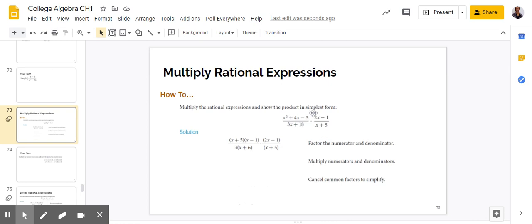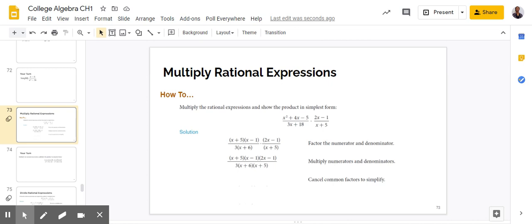We'll try to do the same thing. So here, 2x minus 1, we can't factor that any further, so we leave that be. Same thing with x plus 5. This is as simple as it will get, so we leave that be. So now that we've factored everything, we can go ahead and multiply the numerators and denominators together. All we really need to do is combine the two. We get rid of the dot, put the two right next to each other, and voila, we're done. We've multiplied our rational expressions.